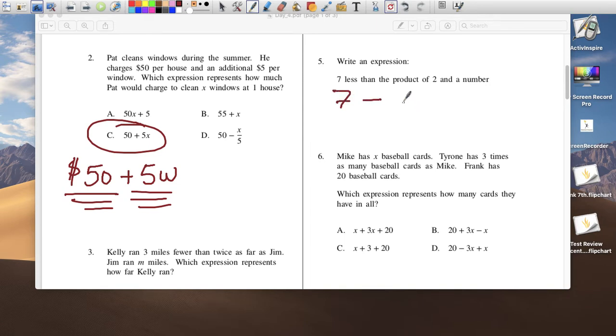7 less than the product. Product means I'm going to multiply two things. In this case, I'm multiplying 2 and a number. Less is a turnaround word, so we're going to 2n minus 7.